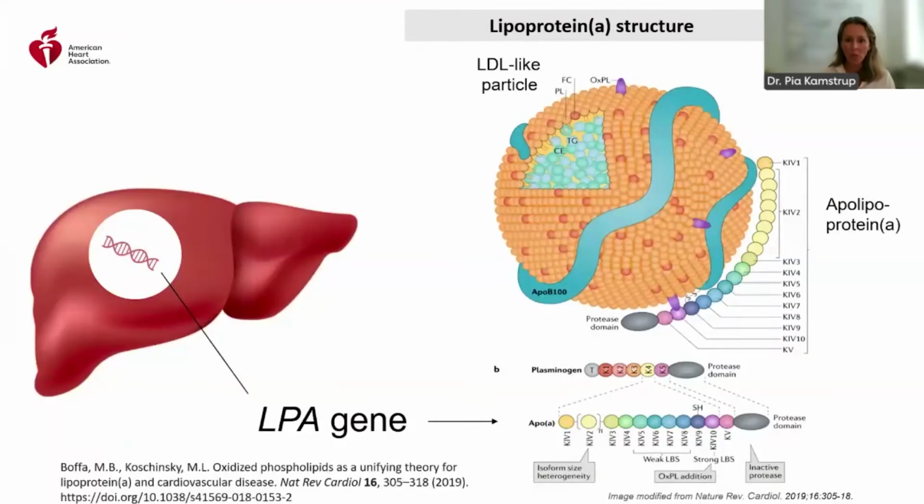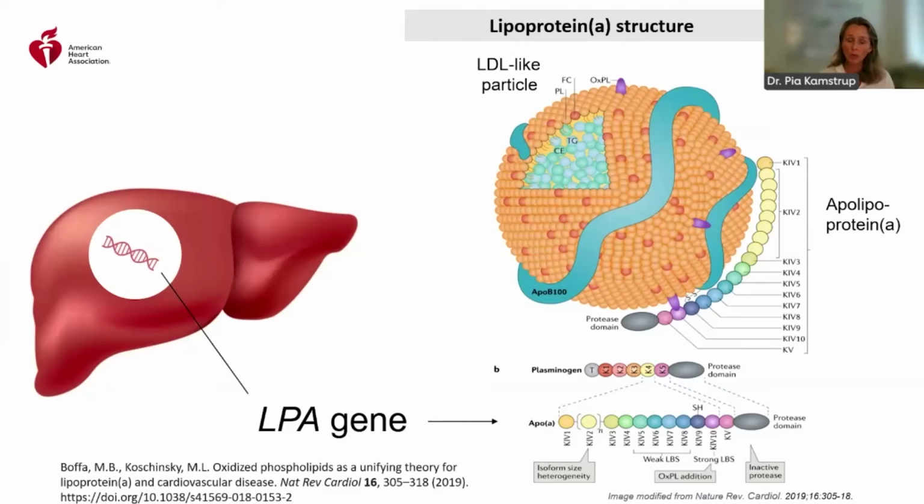Lp(a) is synthesized by the liver and consists of a cholesterol-laden LDL-like particle covalently bound to the plasminogen-like glycoprotein apolipoprotein(a). While plasminogen consists of 5 different kringle-shaped protein structures, 1 through 5, and a protease domain, apolipoprotein(a), coded for by the LPA gene, consists of several plasminogen-like kringle 4 structures, type 1 through 10, 1 plasminogen-like kringle 5 structure, and an inactive protease domain.